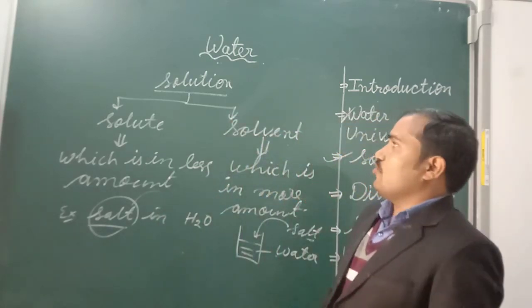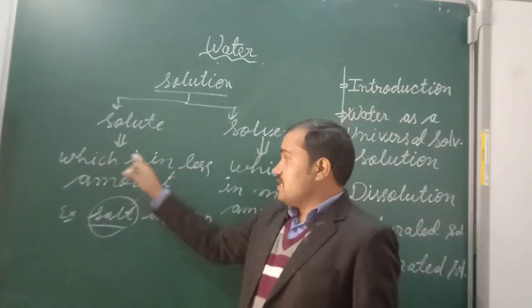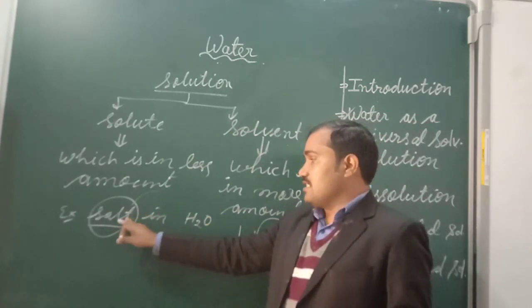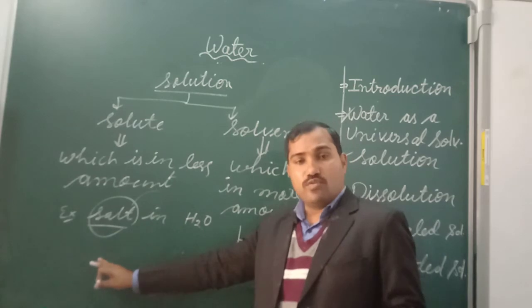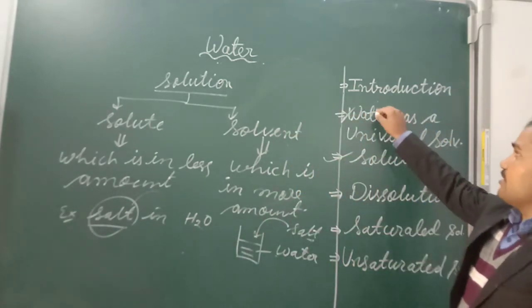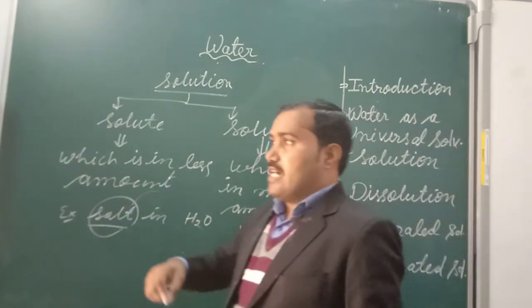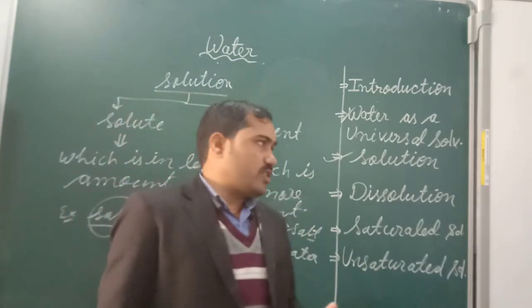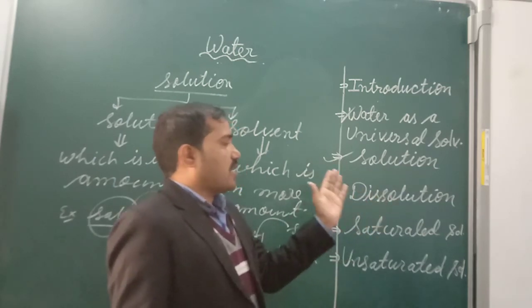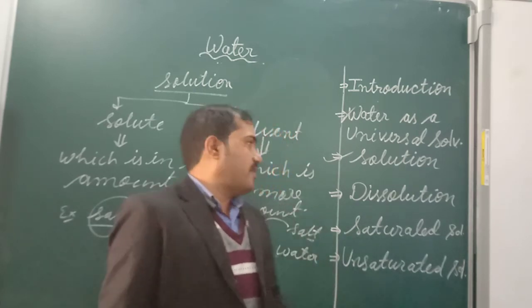Okay, now once again I am going to the solution, which has two components, solute and solvent. The solute is in the lesser amount, the solvent is in the larger amount. For example, salt in water: salt is the solute, water is the solvent. Similarly, sugar in water: sugar is the solute, water is the solvent. Water, which has the molecular formula H2O, is also known as the universal solvent because it can dissolve more and more solute. Water is known as the universal solvent because it has the ability to dissolve different kinds of solutes at a given temperature.